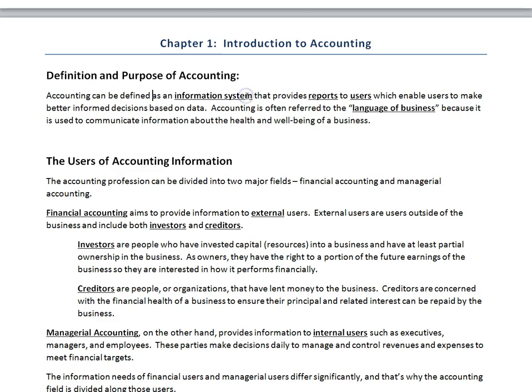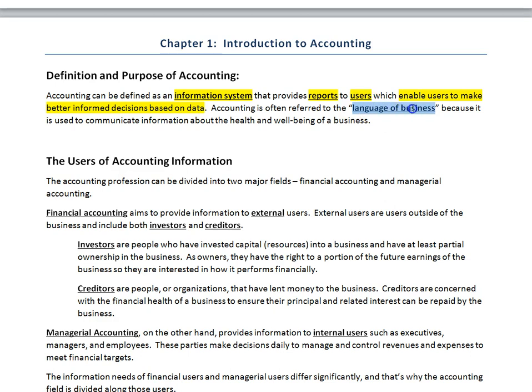We're going to start off by defining what accounting is. Accounting is an information system. This information system provides reports to users. Later we're going to see these reports are called financial statements. The users, we're going to define in a second. The two major users are investors and creditors. The whole purpose of this information is to enable users to make better informed decisions based on data, i.e. where do they invest their money.